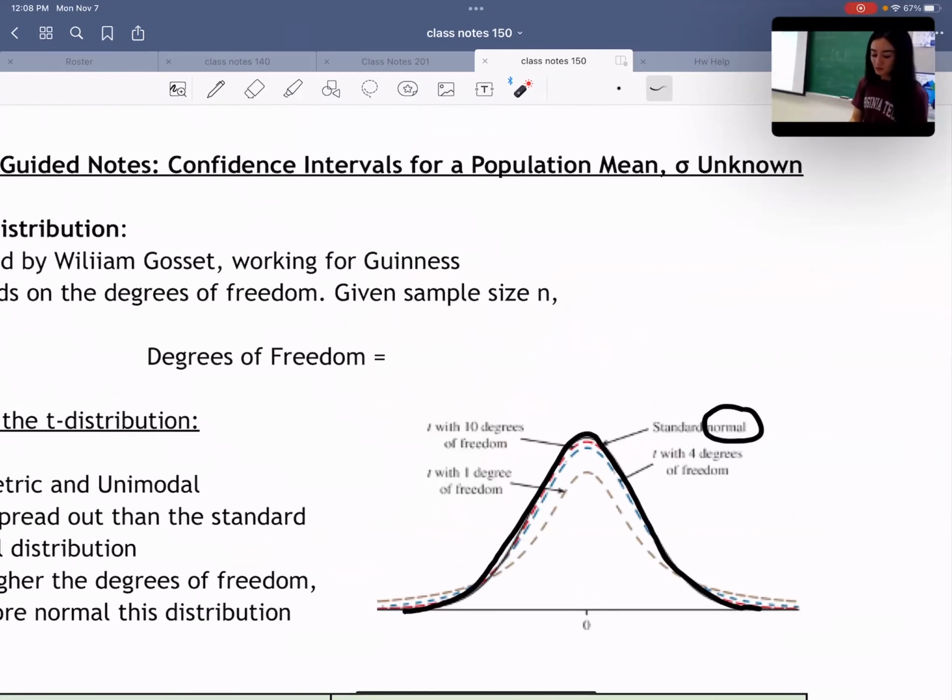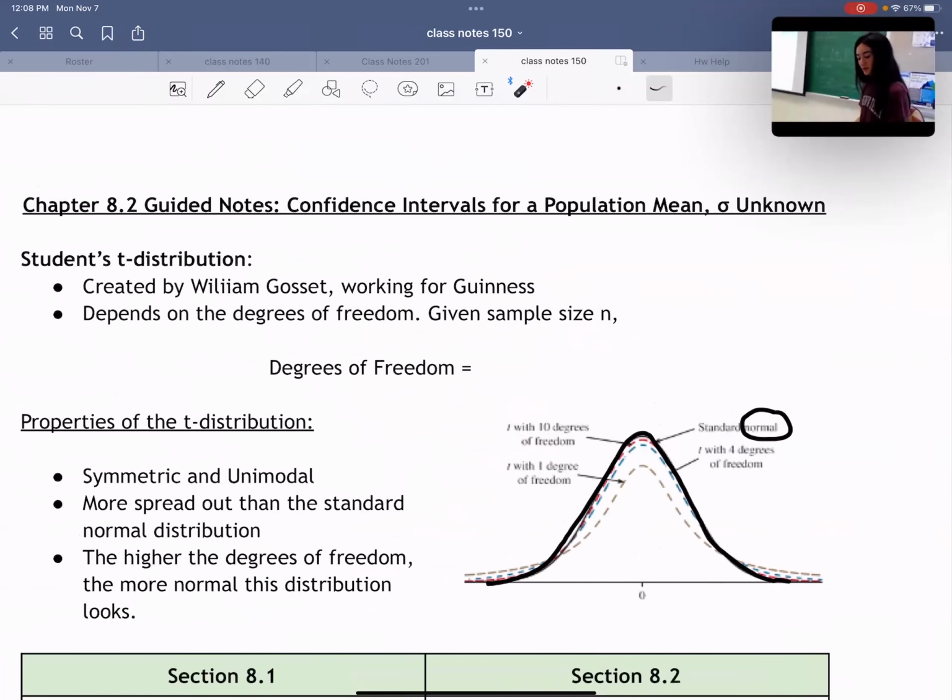Something about the t distribution: I don't know if you've heard of the beer company Guinness, but some guy working for Guinness made this distribution and gave rise to this new type of question, or new process on how to answer this. So next time you think about, I'm not going to say next time you drink Guinness, but next time you think about it, you can think about statistics.